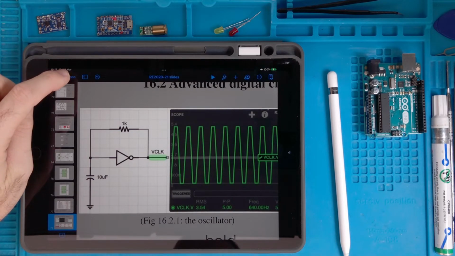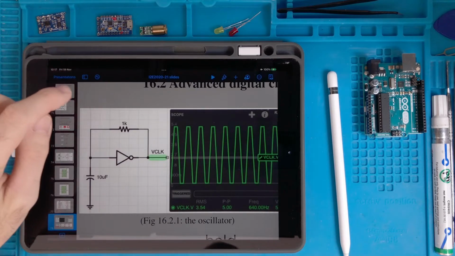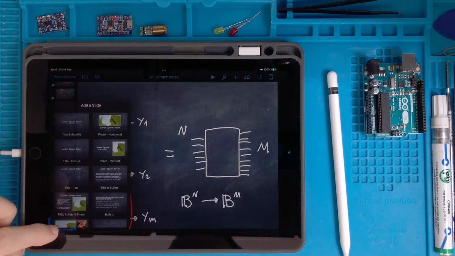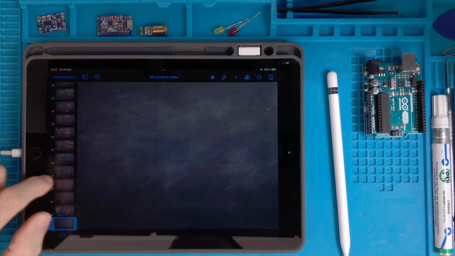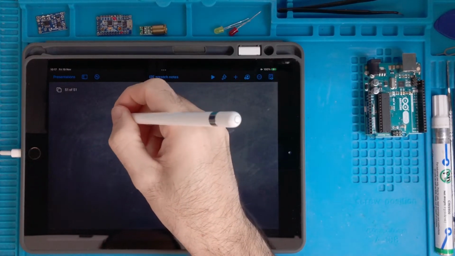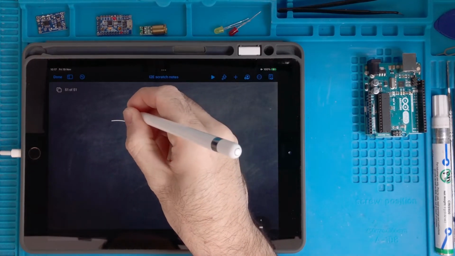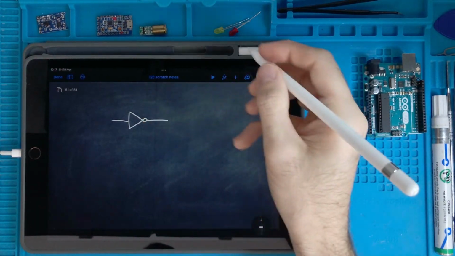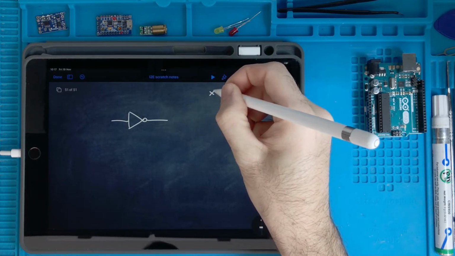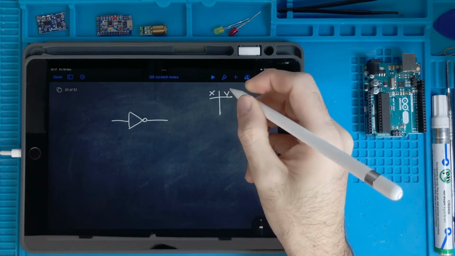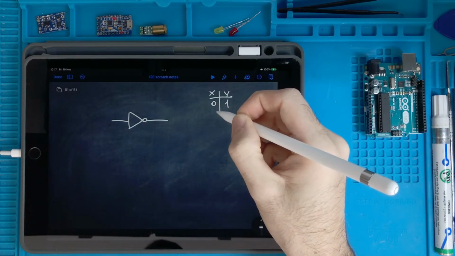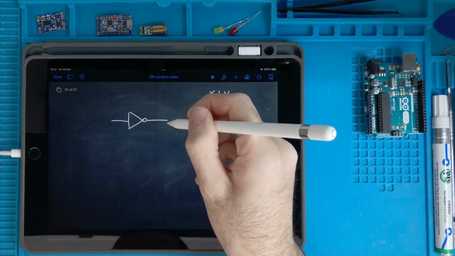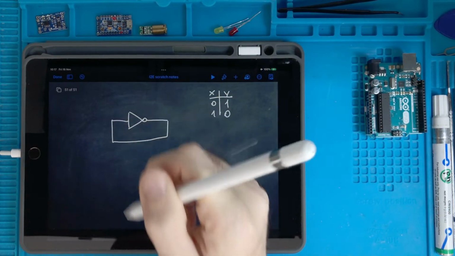Now let's go back to the blackboard. We started with this very simple circuit, the NOT gate, and we said that, let's make the truth table, if the input is 0, the output is 1, and if the input is 1, the output is 0. And now I want to do something crazy. I want to connect the output with the input.